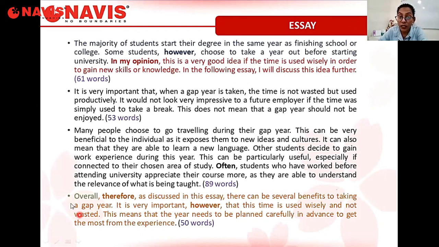So I am going back to the thesis statement, okay? I'm going back to the thesis statement and I'm supporting it with certain ideas in the body of the essay. You have to remember this. This means that the year needs to be planned carefully in advance to get the most from the experience. So what am I telling? In order to get the best of the experience, you should also do some planning.